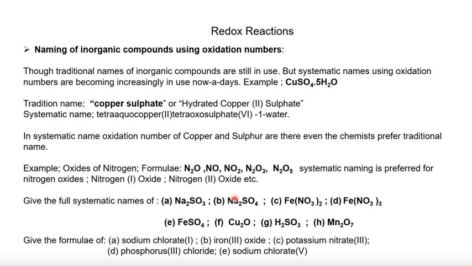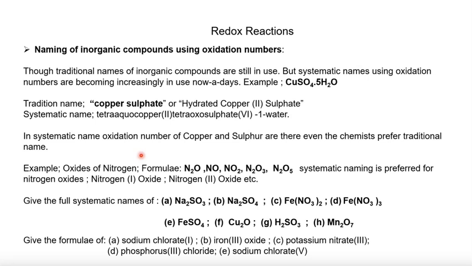Both traditional naming as well as systematic naming are in inorganic chemistry. But nowadays, for organic chemistry, one has to name all compounds using systematic naming. We are talking inorganic chemistry, so you see this example, copper sulfate. We call it copper sulfate or hydrated copper 2 sulfate in the traditional name. But the systematic name of this one is tetraaqua copper 2 tetraoxosulfate 6 1 water. So many chemists prefer naming copper sulfate in the traditional system rather than the systematic name.